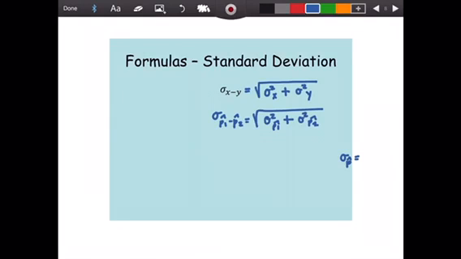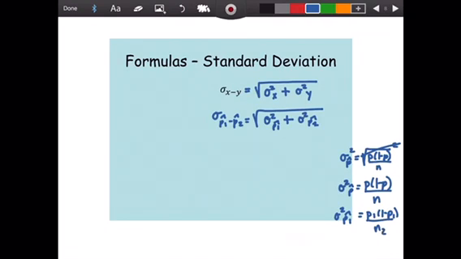Remember, the standard deviation of p hat is the square root of p times 1 minus p over n. So if we square that, the variance of p hat is the square of the square root, or p times 1 minus p over n. So the variance of p hat 1 is p1 times 1 minus p1 over n1, and the same thing for p2.